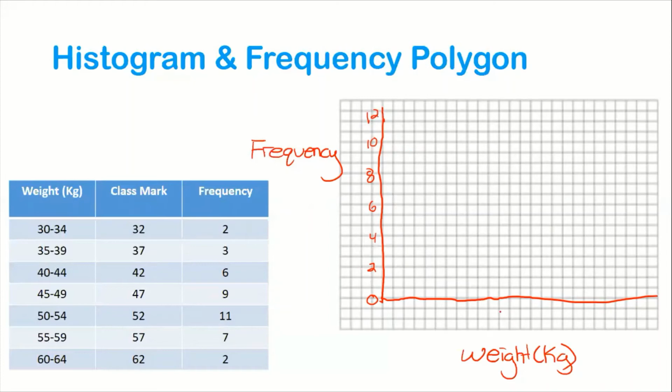Now our weights, this is where the class mark comes into account, right? Because we don't really put intervals on our axis, we put numbers. So in this case, we're going to graph based on our class mark. Our first point is going to be 32. And it's important to note that our class marks are of equal distance between one another, as graphs are, right? So 32, 37, 42, 47, 52, 57, and 62.